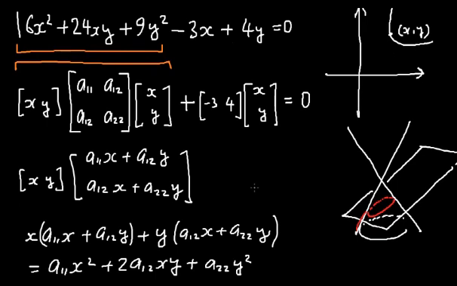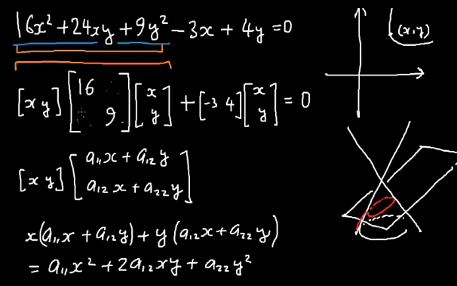Next I want to compare this expression with the original one. By such comparison, I notice that A11 must be 16 and A12 must be 12, so that 2 times A12 gives 24, whereas A22 must be 9. Once I've figured this out once, later I can just remember the method. The coefficients you put in the diagonal entries of that symmetric matrix will be the coefficients of the x squared and y squared respectively. So that's 16 and 9. Whereas the coefficient you put in the off-diagonal entries will be half of the coefficient of the xy term.